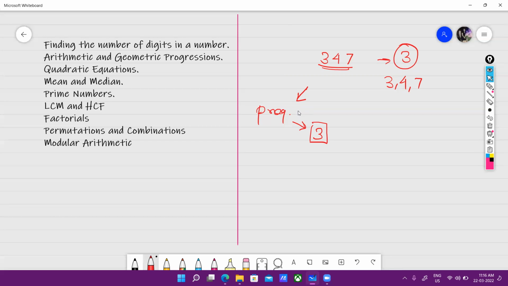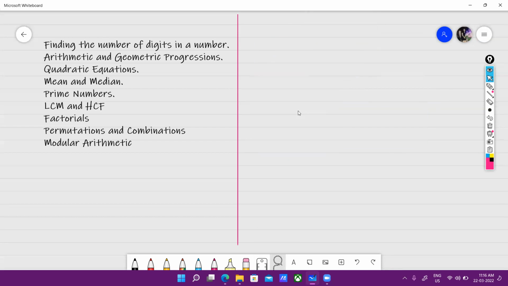Let me explain how we will do this. I'm taking a number, for example, 347. I will take a count, which will store the count of the digits which I will be adding. So I will initialize it with 0.